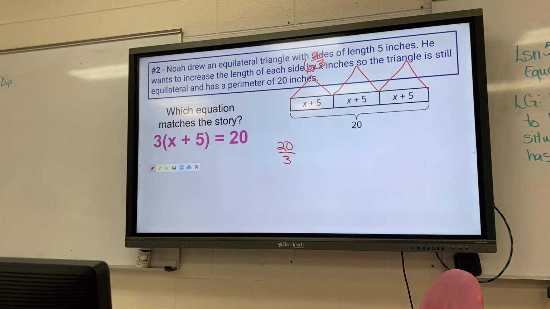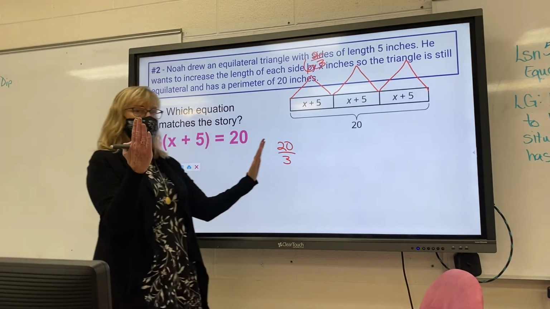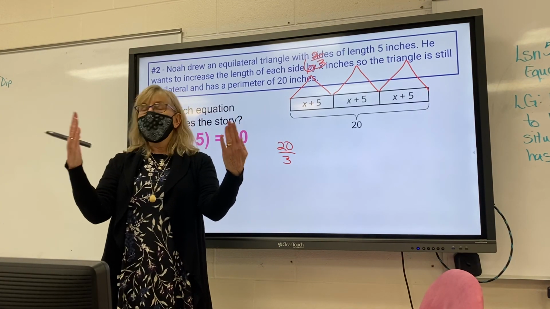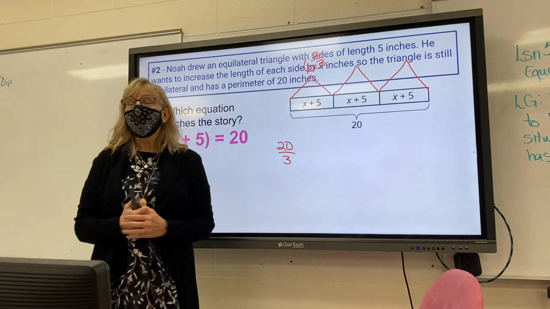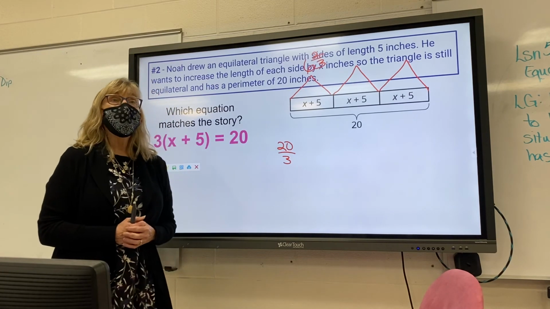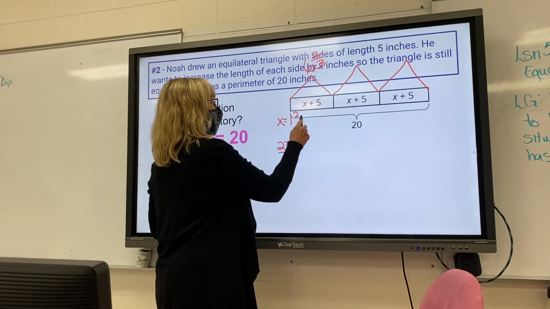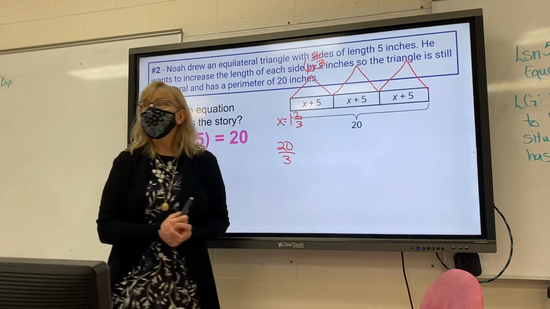Okay, so now we know that something plus 5 is going to equal 6 2/3. What is that something? Something plus 5 is going to equal 6 2/3. 1 2/3. So X is going to equal 1 2/3.